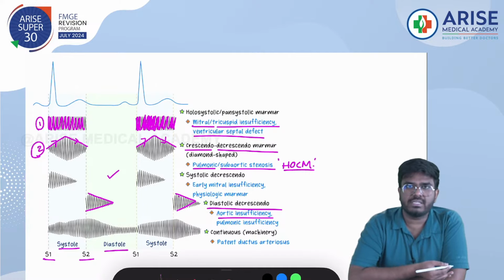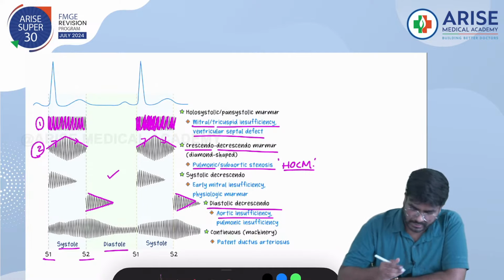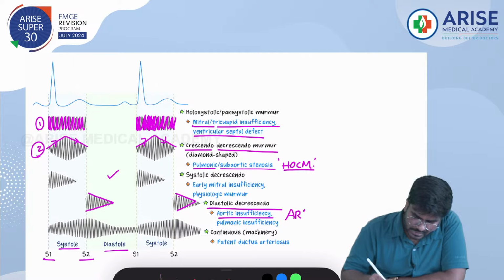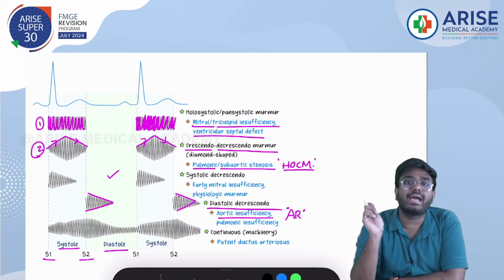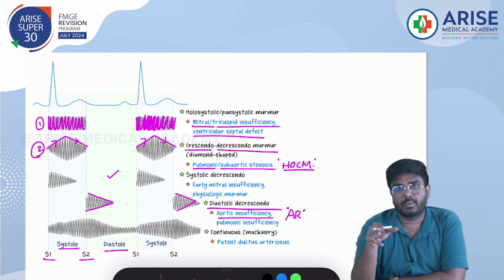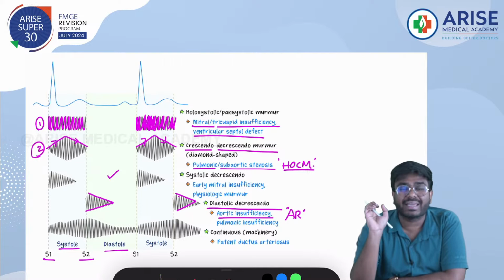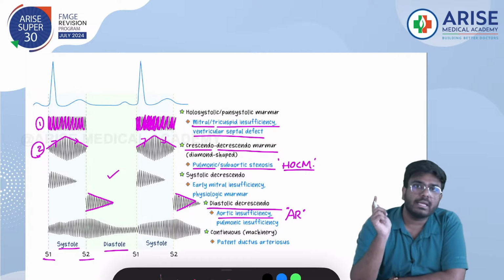Insufficiency means the valve is not closing properly. So in aortic regurgitation, the patient is going to have a blowing diastolic murmur. We use the words blowing diastolic murmur, early diastolic murmur. Okay, the blowing diastolic murmur or the early diastolic murmur is seen in aortic regurgitation.